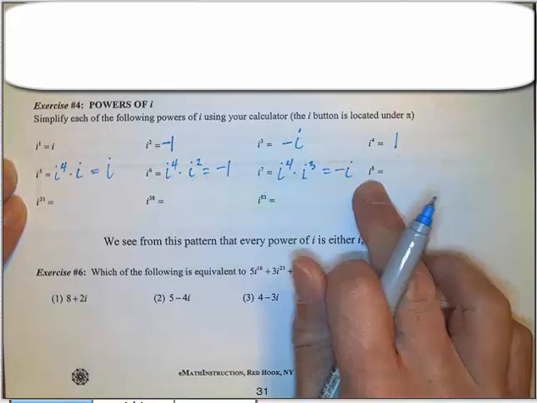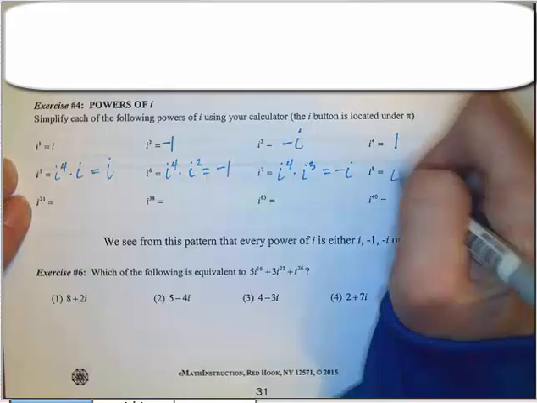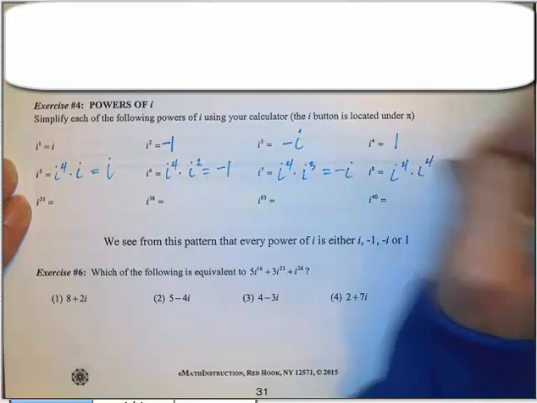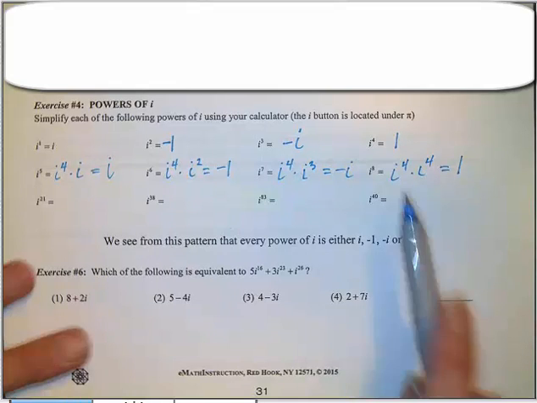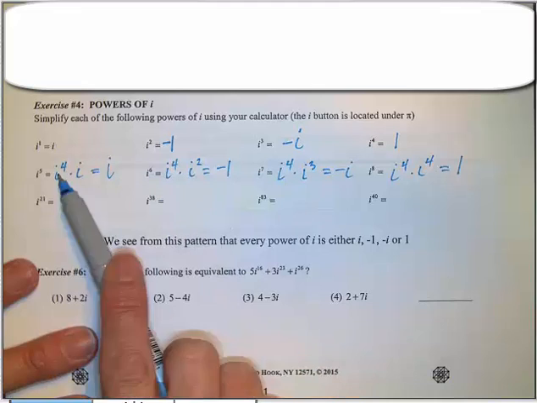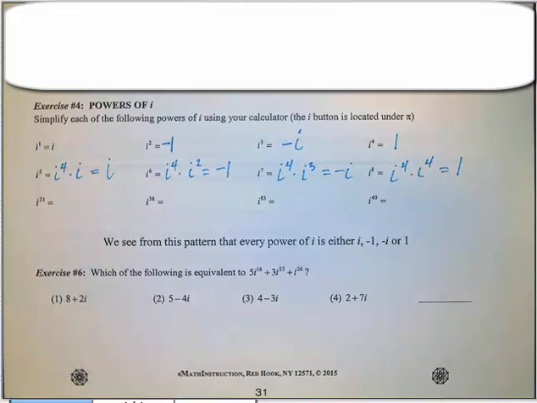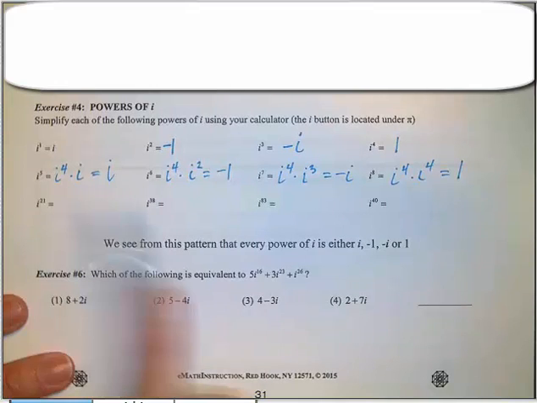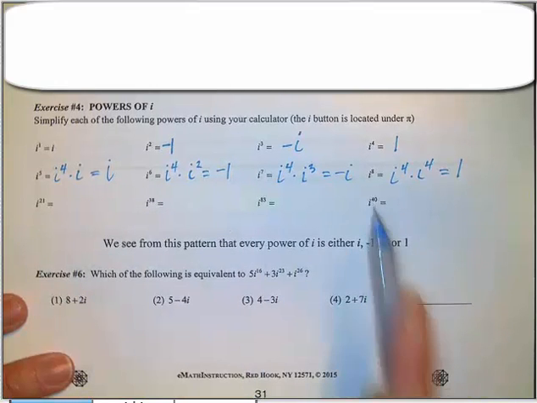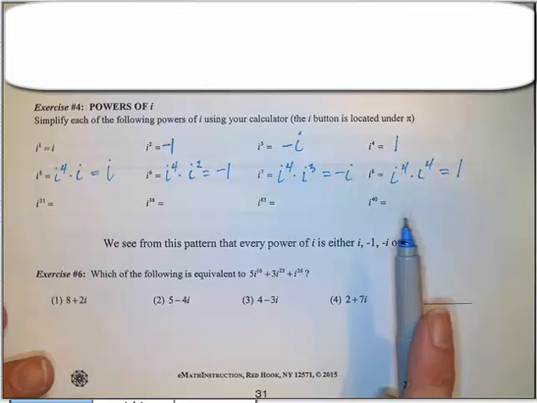Well, what is i to the eighth? Well, it's i to the fourth times i to the fourth. Well, what's 1 times 1? 1. So what you should be thinking to yourself is, if they have powers of 4 in them, then they are equal to 1 times whatever the other power is. So what we want to do when we get into these gigantic powers is use division by 4.